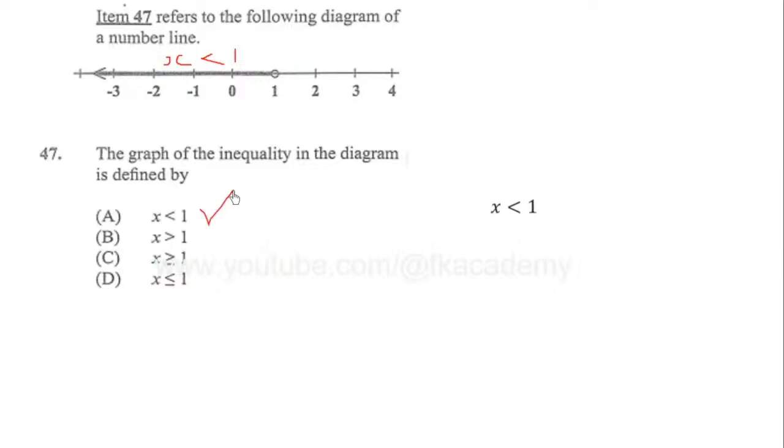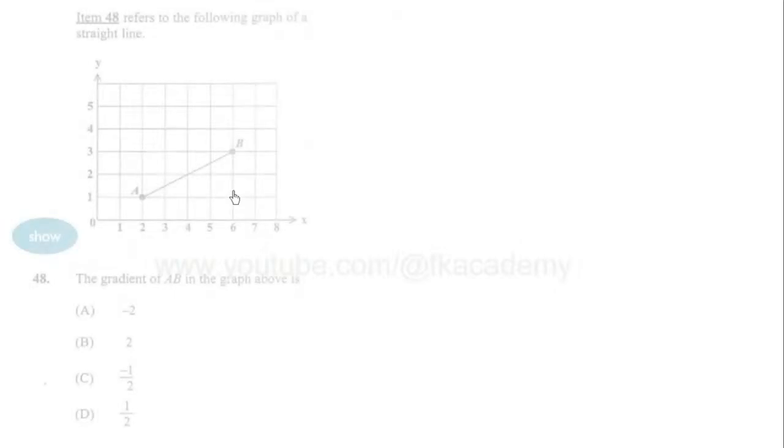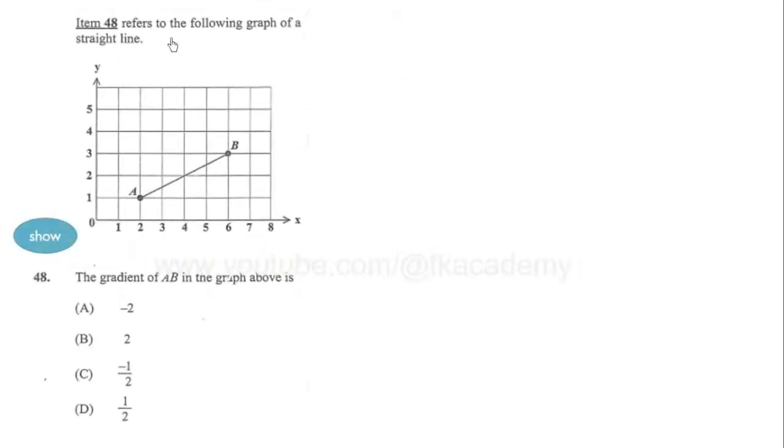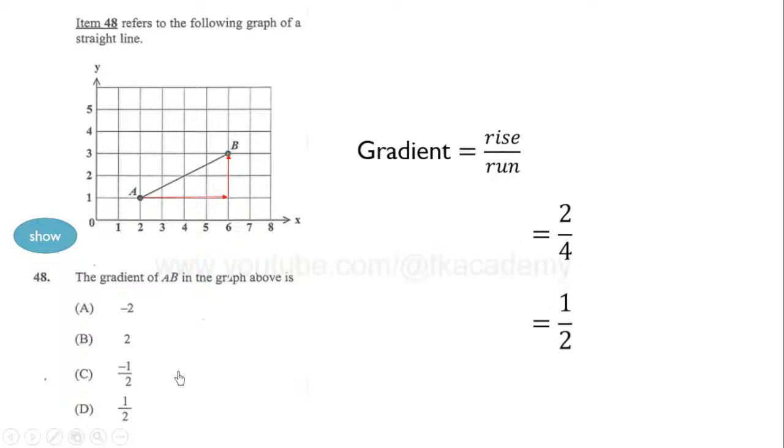Now for the 48th item, it refers to the following graph of a straight line. The gradient of AB in the graph above is, so we know the gradient is given by rise over run. We have a rise of 2 and a run of 4. So that will give you 2 out of 4, which is the same as 1 over 2. So the correct choice is 1 over 2, which is D.